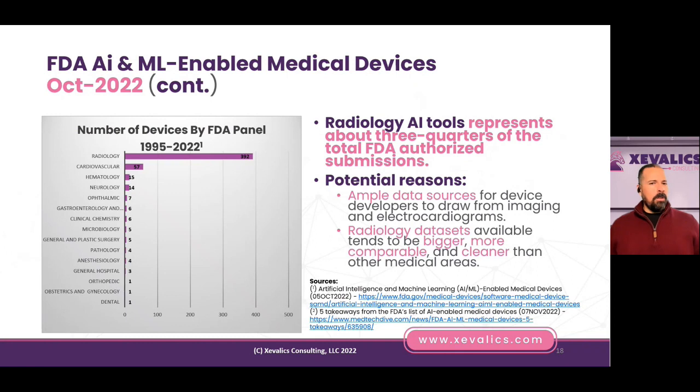If we take a deeper look at this data, we can see that most of these approvals have been in radiology. AI tools in radiology represent about three quarters of the total FDA authorized submissions. There are some potential reasons behind that. One is ample data sources for device developers to draw from, imaging and electrocardiograms. Radiology data sets available tend to be bigger, more comparable, and cleaner than in other medical areas. So the quality of the data has been helping to drive the advancement of AI machine learning, because the data is in better position compared to other medical panels.